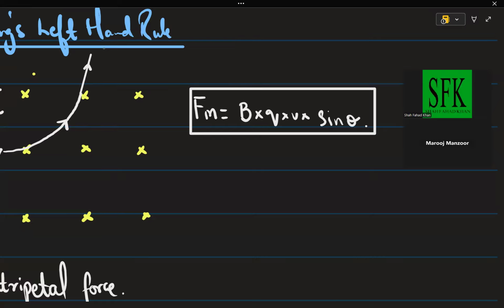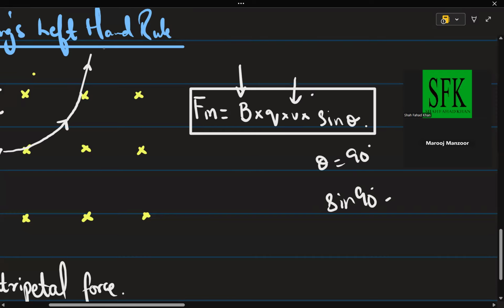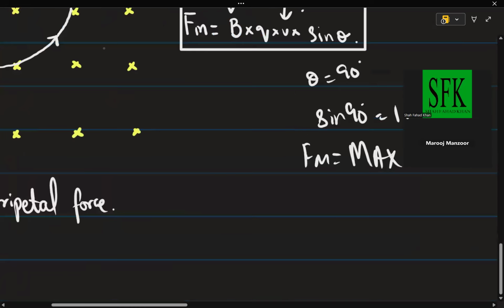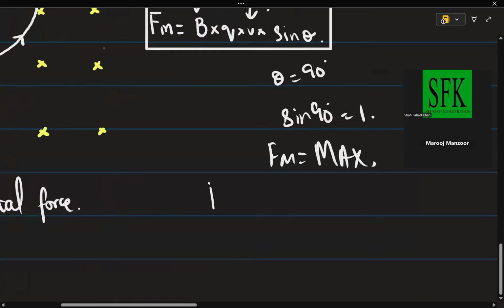So BQV sine theta, theta is the angle between magnetic flux density and velocity, right? Theta is the angle in between these two quantities. So when theta is 90, you know sine 90 is 1, that's when the magnetic force is maximum. And then because magnetic force represents the centripetal force, all the formulas of centripetal force will be applicable here as well.